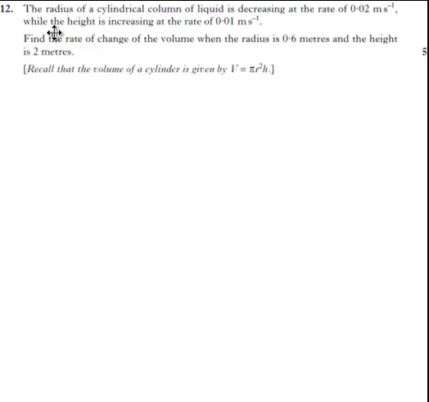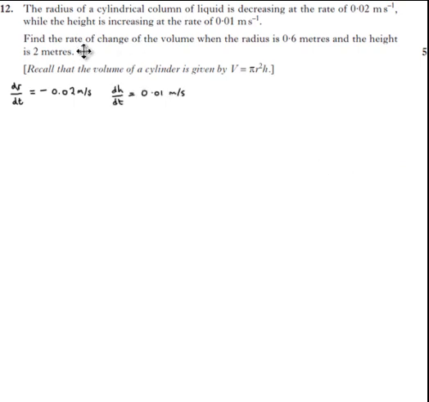In this question we're told that the radius of a cylindrical column of liquid is decreasing at the rate of 0.02 meters per second. Because it's decreasing, this will be negative. So dr by dt is equal to negative 0.02. While the height is increasing at the rate of 0.01. Because it's increasing, that will be positive. So dh by dt will be 0.01.